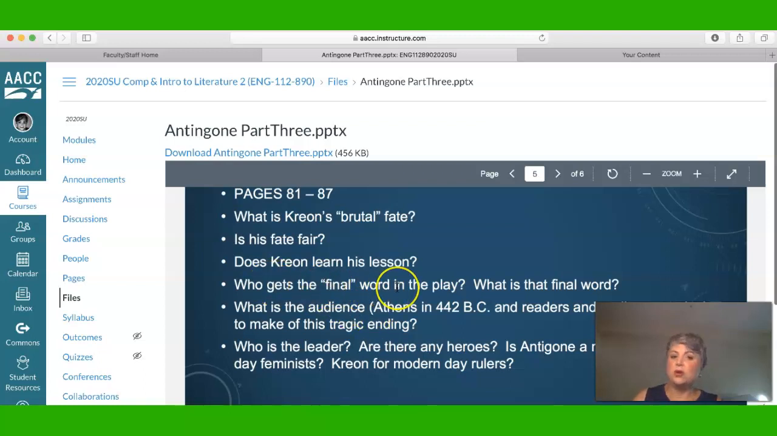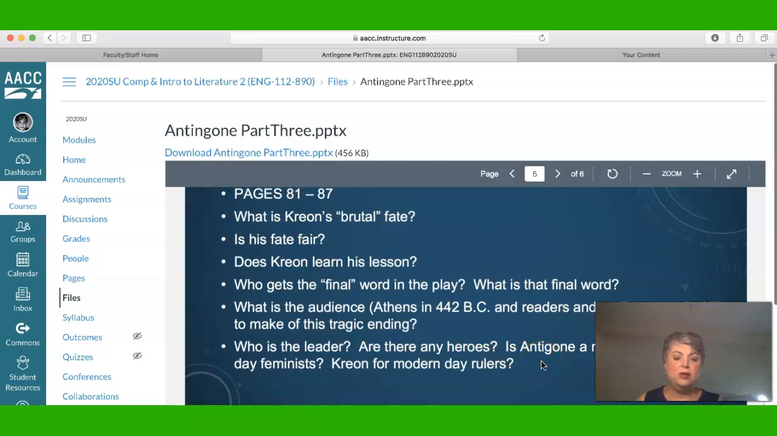Who gets the final word in the play? The very end of the play, who actually has the final lines? It's the leader. Okay, I'll tell you that. And it's very interesting to see what the leader says in the very end, right? The leader doesn't say much throughout the entire play, but the leader does get the final say. And a lot of scholars suggest that the leader in the play is actually the voice of Sophocles, speaking directly to his audience. Are there any heroes at the end of this play?